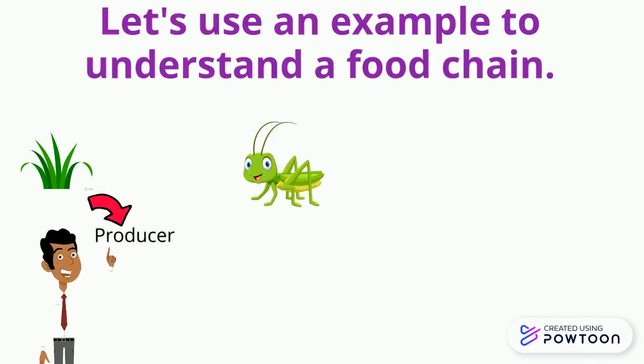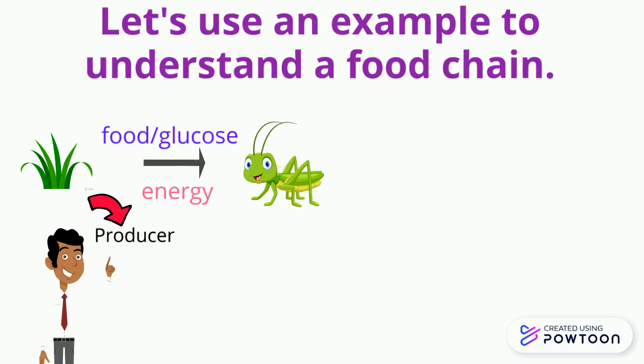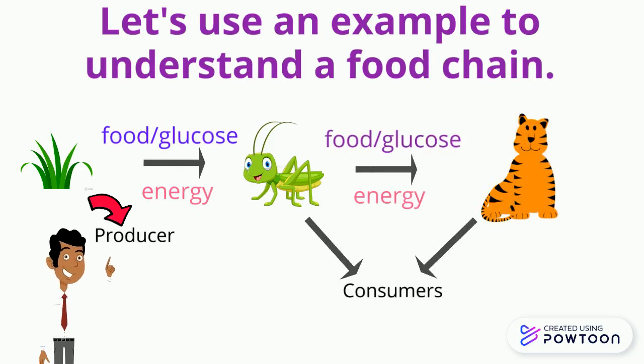The grasshopper feeds on the plant, and energy as well as glucose is transferred to the grasshopper. The same thing happens when the tiger feeds on the grasshopper.